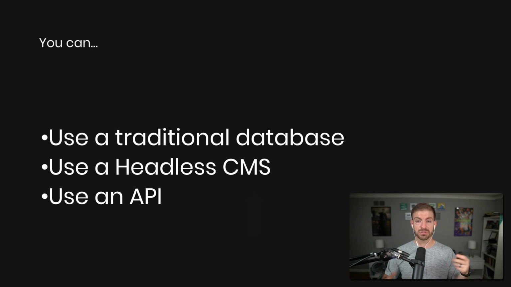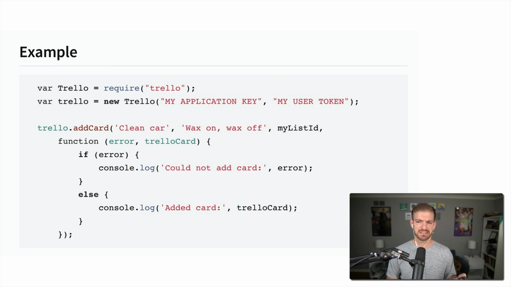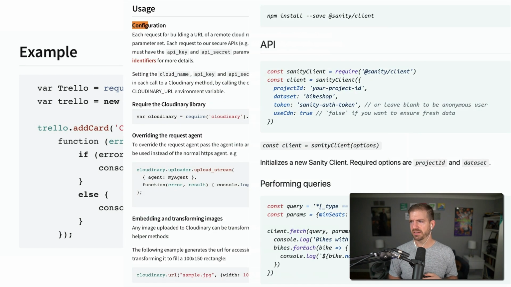Well, you can use a traditional database. You can use a headless CMS. You can use a general API of some sort. And their goal, those services, is to make it as easy as possible for you to implement those services and store your data in their service. So you start looking at SDKs for these things. Here's Trello and Cloudinary and Sanity. And there's a bunch of different ones.